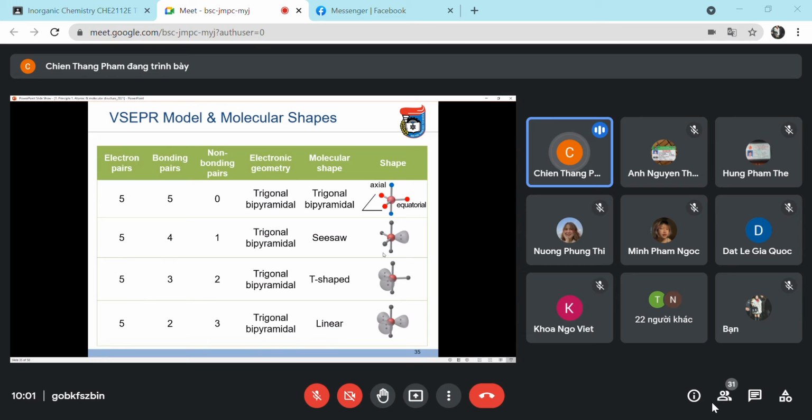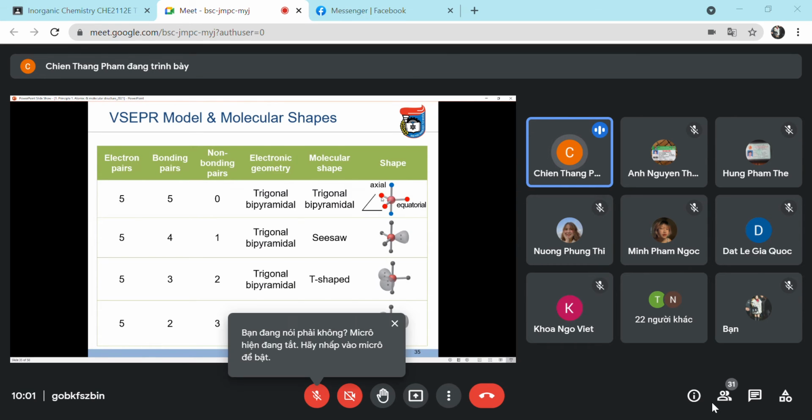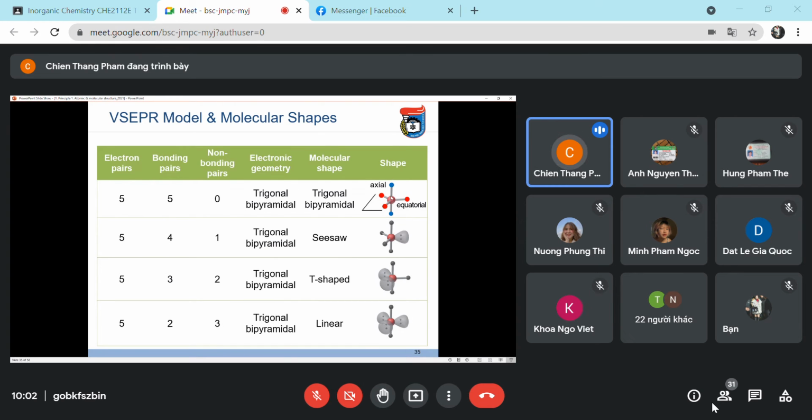For the next one, the valence electron pair is 5. Okay, with the number of electron pairs being 5, we have a different situation. The non-bonding pair is 0, 1, 2, and 3. With no non-bonding pair, the shape is trigonal bipyramidal. You can see the difference in the positions with the red color and the green color. So there are 2 different positions. The first one is the equatorial plane, and the second one is the axial positions. Axial is with the green color and the equatorial with the red color.